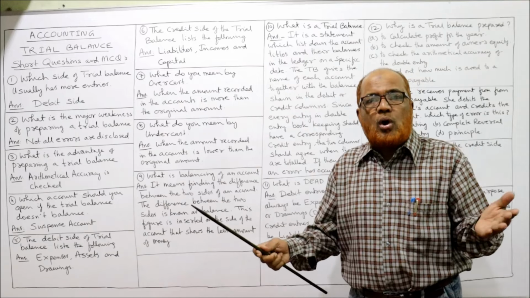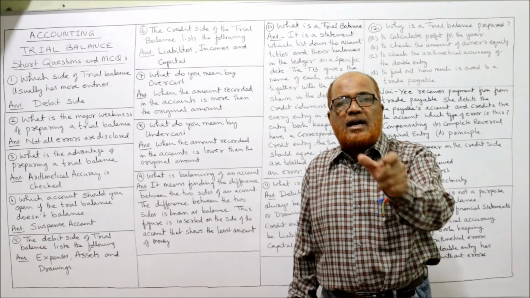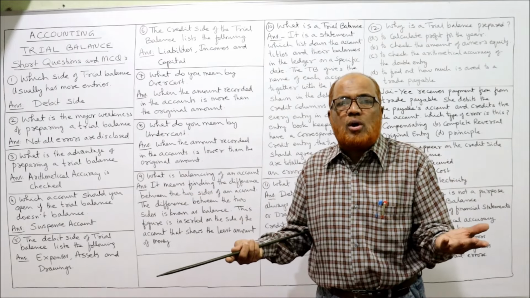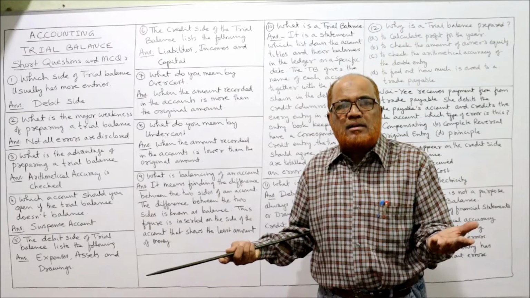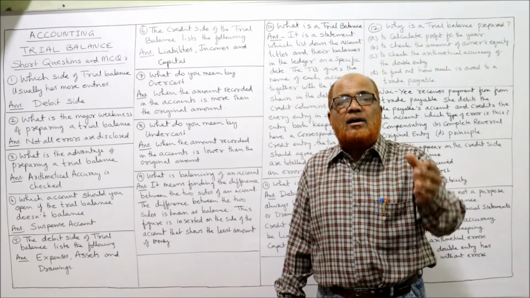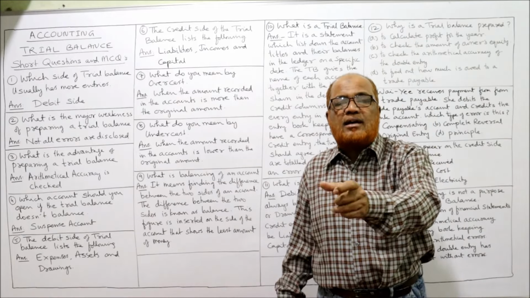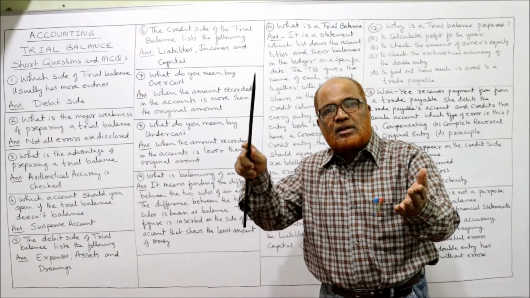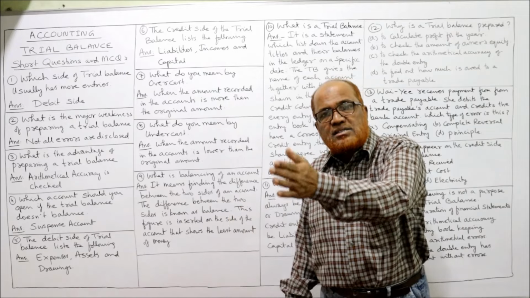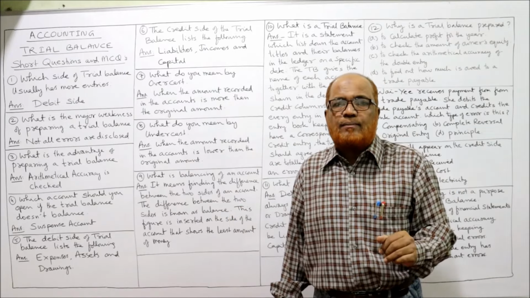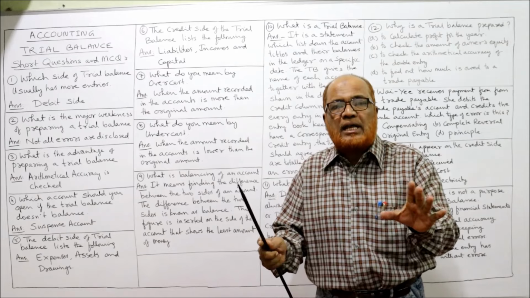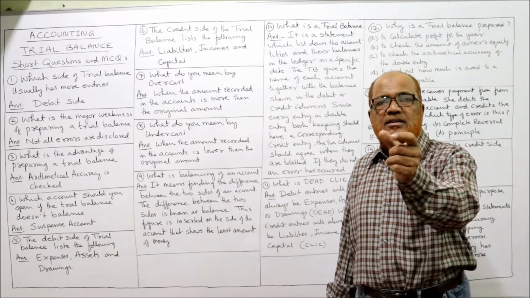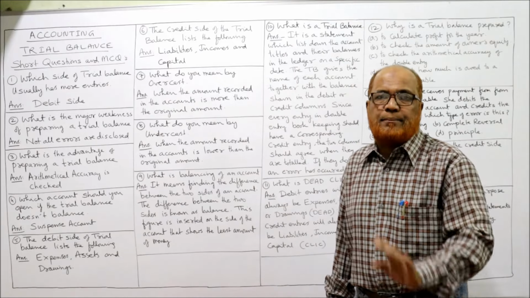Some accounts will be closed. Suppose the debit side and credit side amounts are exactly equal. That means there is no balance. But in many other accounts, the debit side and credit side totals are not the same. Sometimes the debit side is more and the credit side is less, sometimes the credit side is more and the debit side is less. So the difference between the debit total and credit total is called the balance, and that balance will be written on the side which is lower.